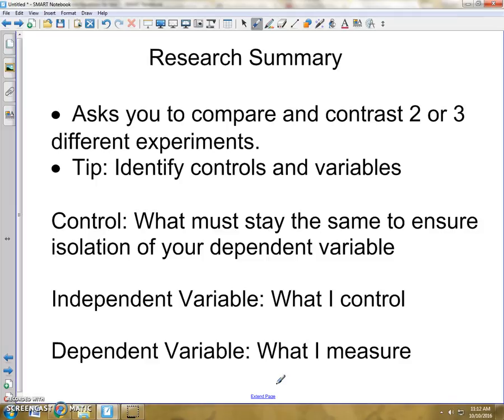Like, what if I said, how does the color of my bulletin board paper affect student test scores?